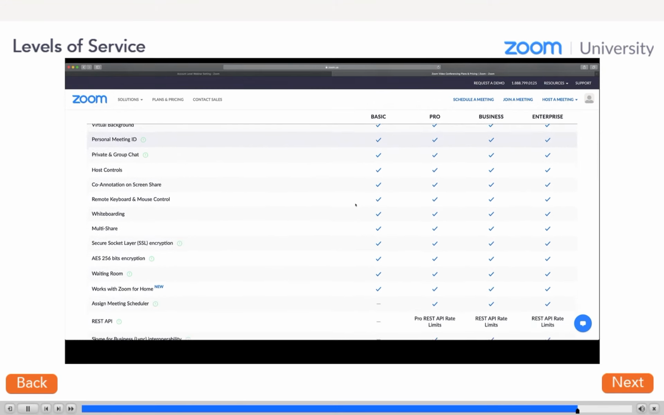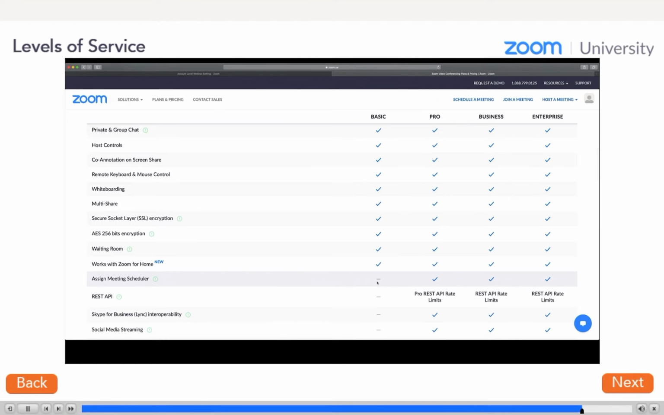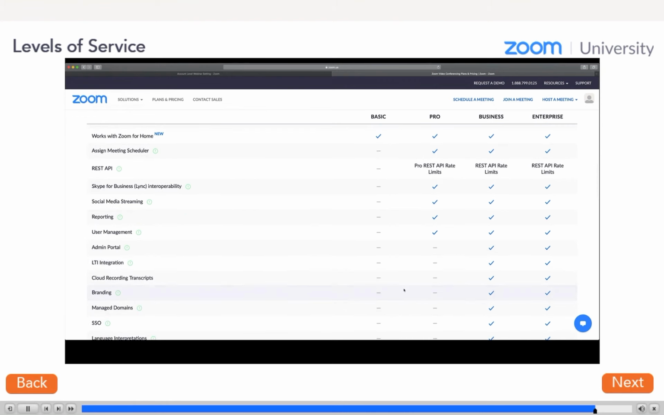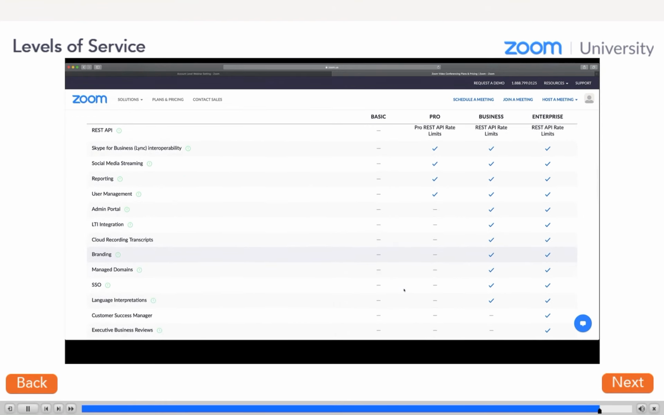per license. And we can see here, for example, a meeting scheduler or scheduling privileges, not on the basic, but pro has it. So again, really, really good resource here to kind of get a general idea of, is this available for those on basic, pro, or business? And that concludes our levels of service.